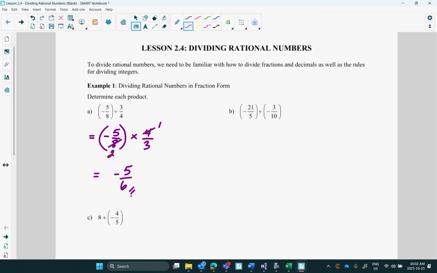You guys try the second one. Very similar to the first one. Numbers are slightly bigger. Remember, check for reducing first. Trust me, it's going to save and help you in the long run.